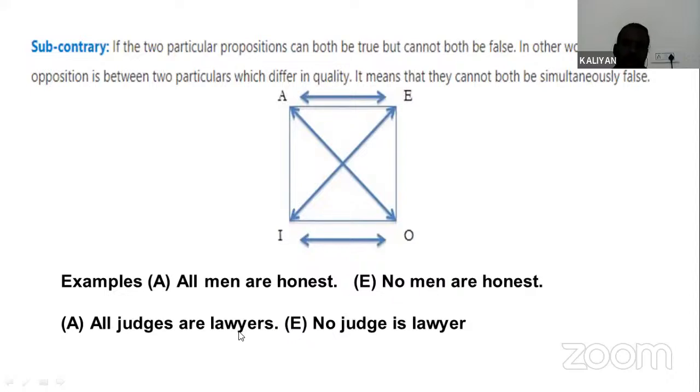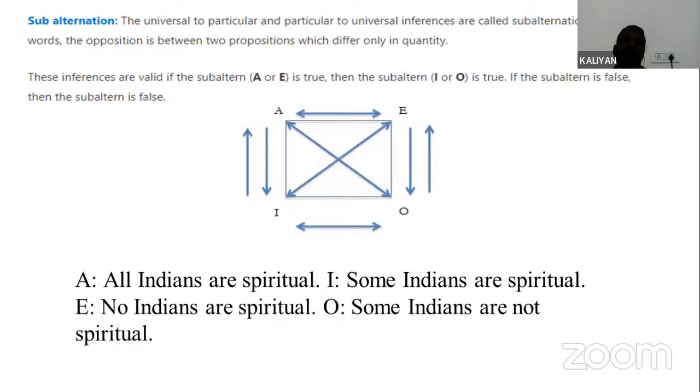And all judges are liars, that means no judge is a liar. That is a sub-contrary. So both can be true but both cannot be false. And sub-alternation differentiates between the particular and the universal, particular to universal. So A to I and E to O.